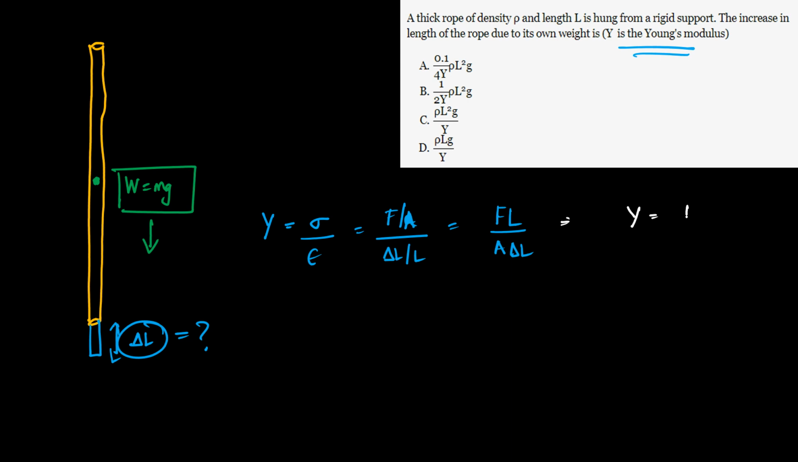So Y is equal to FL divided by A delta L. So what is going to be your delta L equal to? It will be equal to FL as it is, divided by Y and A multiplied, right? Now what is your F? F will be due to its own weight, right? So it is going to be your mg. So you can plug in mg over here. I hope you are getting it.